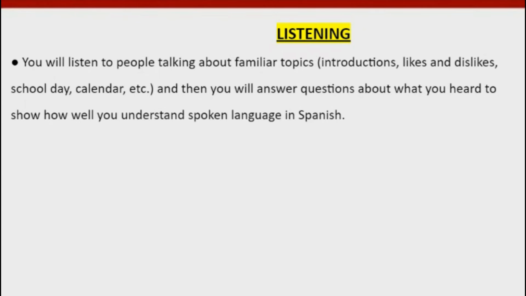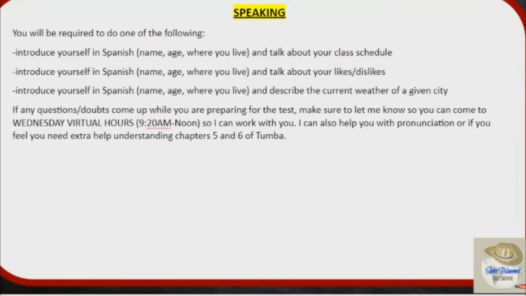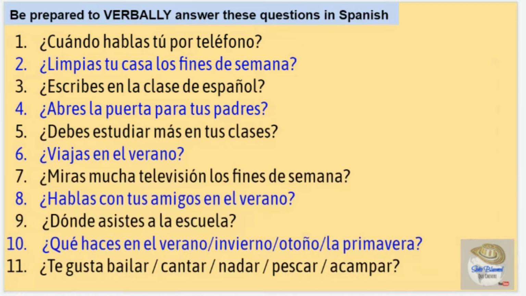Okay, so remember that also part of the final, you will listen to people talking about familiar topics, introductions, likes and dislikes, school day, calendar. And then you will answer questions about what you heard to show how well you understand spoken language in Spanish. So again, remember to keep practicing. Practice introducing yourself in Spanish, saying your name, your age, and where you live. Practice using question words, saying what you have in your backpack, your classes, what you do. What you have in your mochila.